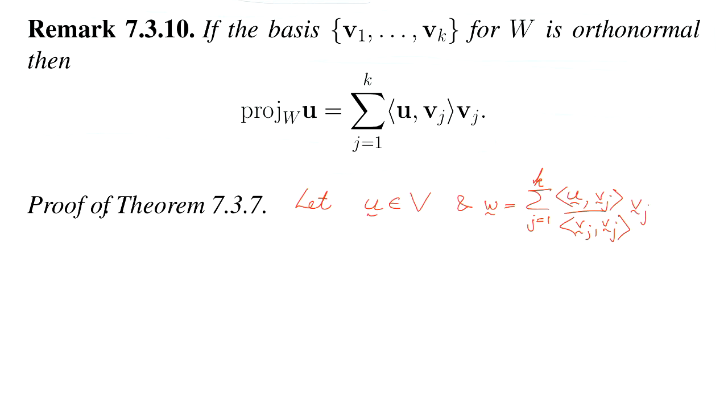Now clearly, W lives in the space W because it's a linear combination of the basis vectors for W. So the question is, what's W perp? That's what we've got to find, right? We've got to find what W perp is, the bit that lives in big W perp. Well, we actually know what it has to be. It's got to be U minus W, right? Because I want W perp and W to add up to U.